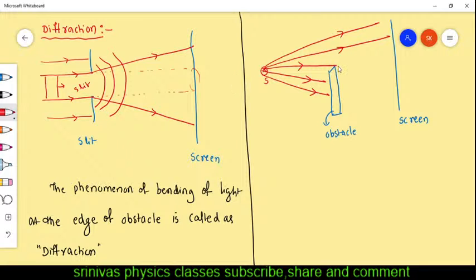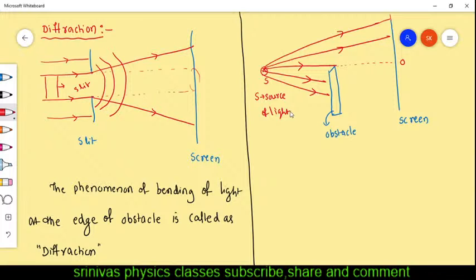On the screen, above the point O, you should expect brightness, because the light rays are incident here. That's why there is brightness. It is a source of light. It is the source of light, and it is emitting the light.